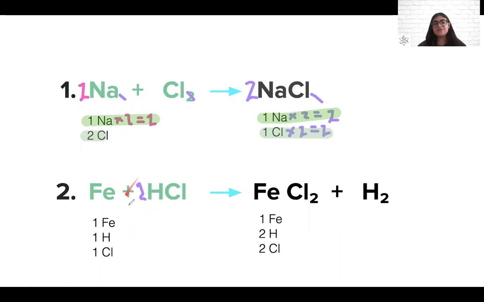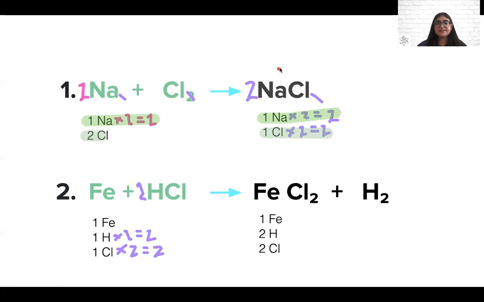So since we have a 2 here as a coefficient, we multiply the hydrogens times 2 to give us a total of 2 hydrogens on this side. And here we also multiply the chloride by 2 because since it's a big number, a coefficient, it affects both of them. Chloride times 2, and that gives us 2.